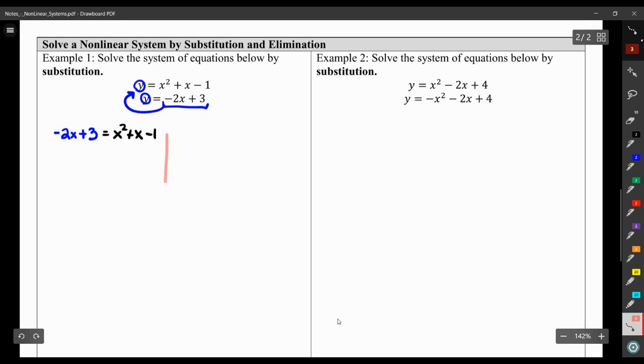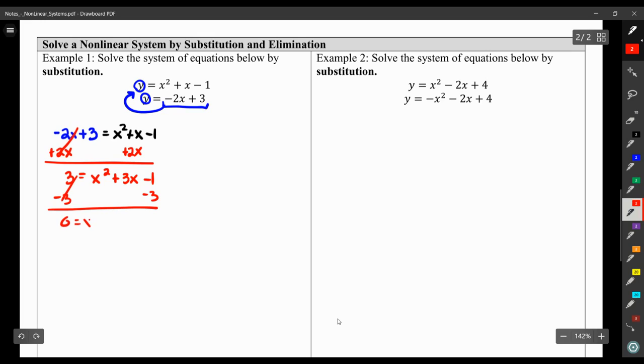Now you need to solve this for x. However, we have an x squared, so we're not going to be able to solve this as simply as we did with two linear systems. We're going to use either factoring, the quadratic formula, or square roots to solve these equations. To do any of those methods, I need to move all of my terms to one side. So I'm going to move the 2x, so 3 equals x squared plus 3x minus 1. And then we need to move over the 3 as well. You can do this in one step if you are comfortable doing so.